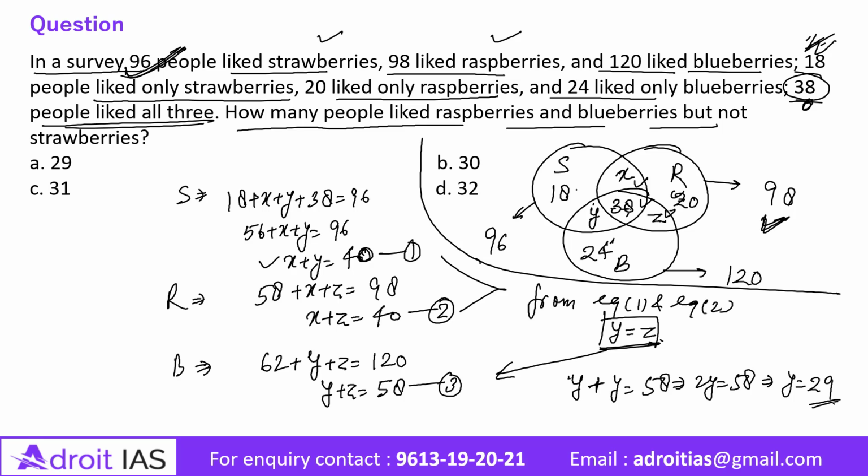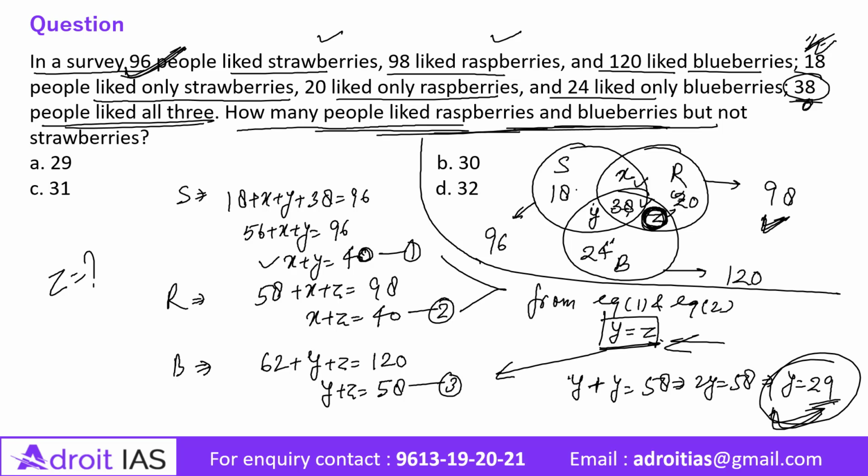Now what is the question? The question is, how many people liked raspberries and blueberries but not strawberries? Raspberry and blueberry but not strawberry. We need to find Z, right? So everyone, Y and Z are equal. Y is 29, so obviously Z is also 29. Option A is the correct choice, right? Again this is a very simple question based on three attributes of a Venn diagram. All right, so come to the next question.